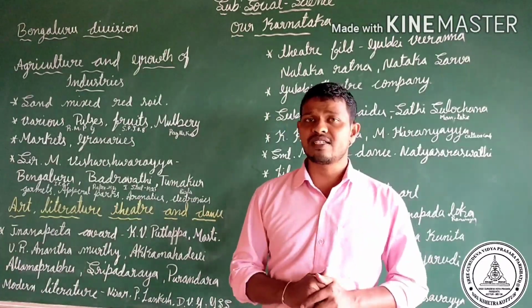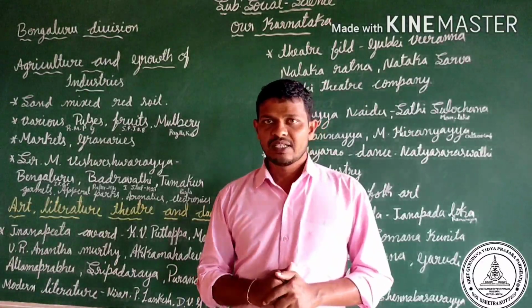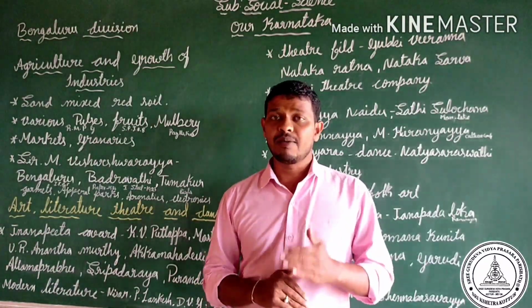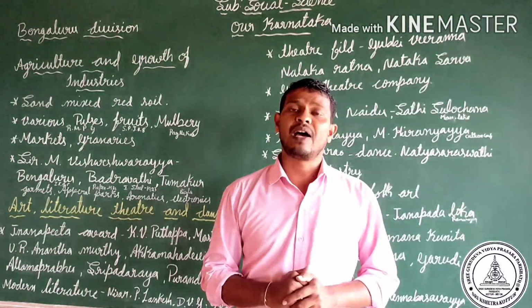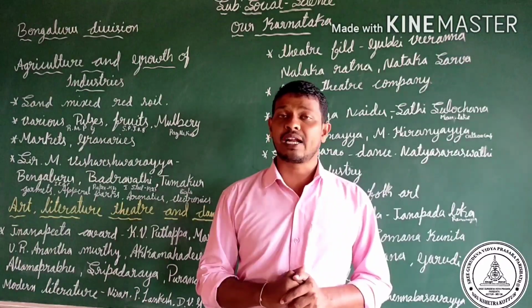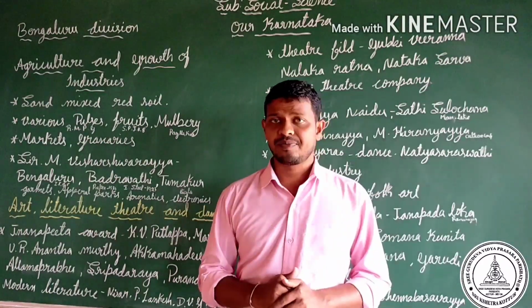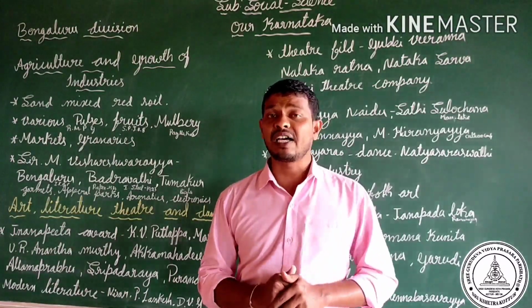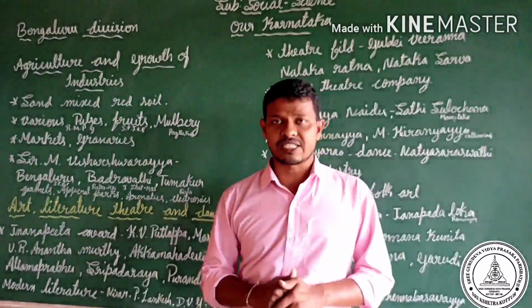You know, students, mulberry leaves are very helpful for the silk industry. Without mulberry we cannot make the silk industries here. Mulberry is the backbone of the silk industries. This mulberry cultivation we can find in Ramanagara and Bengaluru Rural. These are all the places helpful to the richness of agriculture in the Bengaluru division. Like that, I would like to tell about the industries.